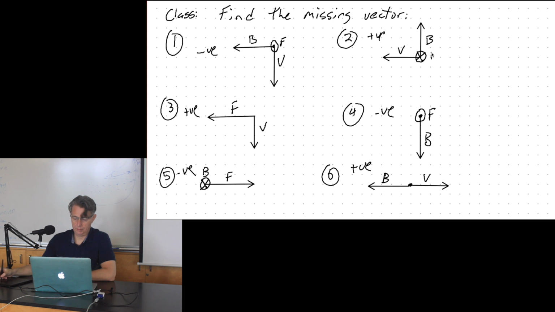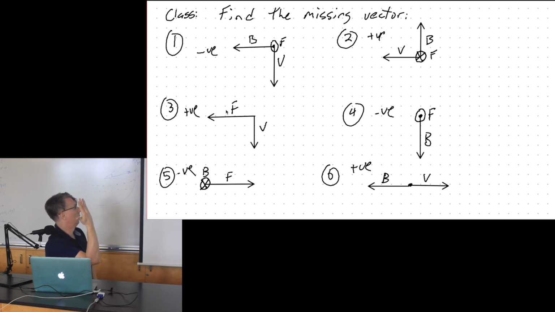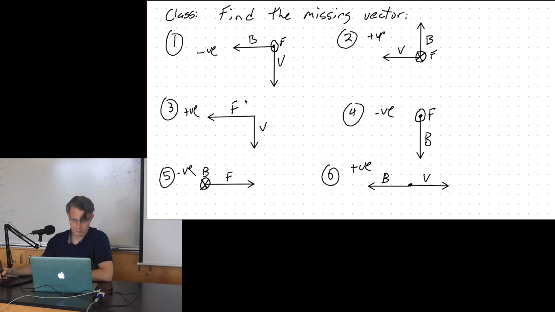F. The third one is, okay, so you're given the force, but it's positive, right? So the force is to your left, so the force is like this way. The thumb is down, yes? So thus the magnetic field is out of the page. Very good. So that's B. Number 5, or 4, I mean.